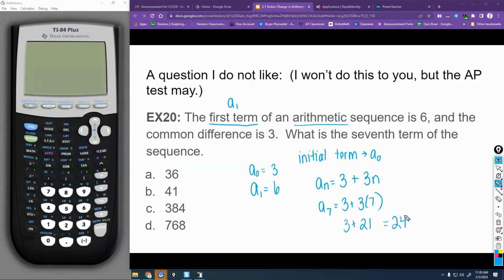So, real quick, your assignment is going to be this worksheet. It's just one page.